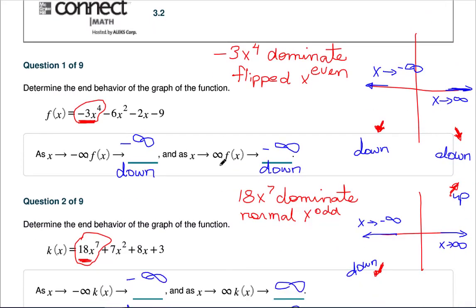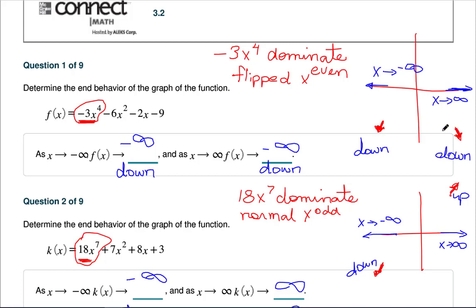Alright, so how does this work in the homework? Alright, we have the end behavior of minus 3x to the fourth minus 6x squared minus 2x plus 9. So the behavior here is dominated by this minus 3x to the fourth. So it looks like an x squared that is flipped over. That means that both sides are going to be down.